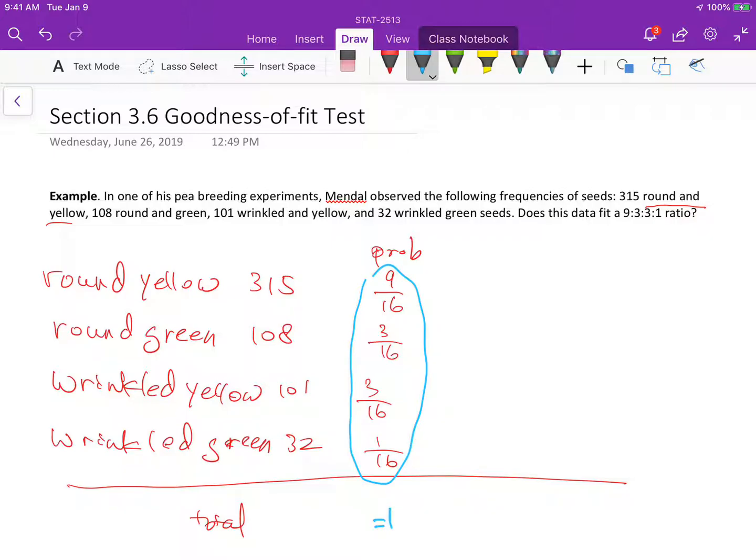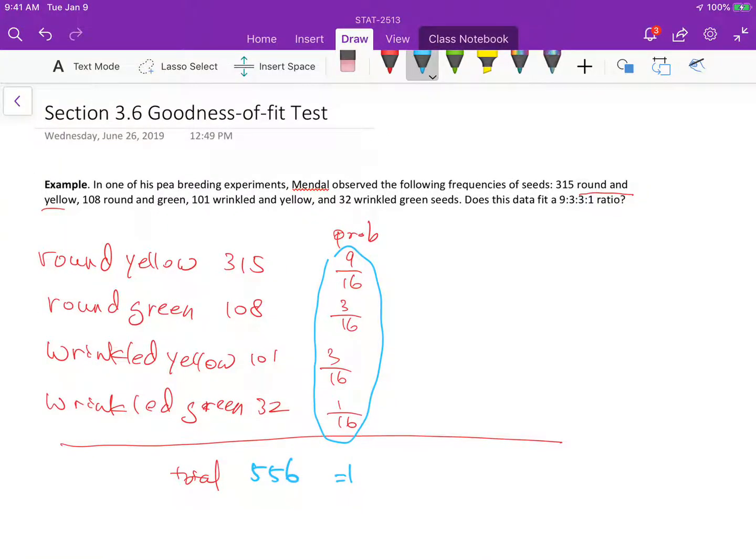We can also calculate the sum of the frequencies. Basically 315 plus 108, 101, plus 32. So this total will be 556. Now we want to get a test statistic.